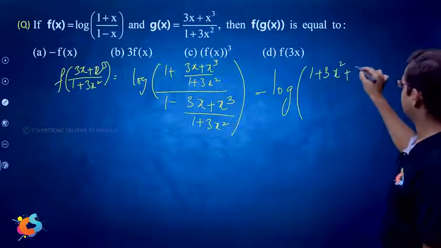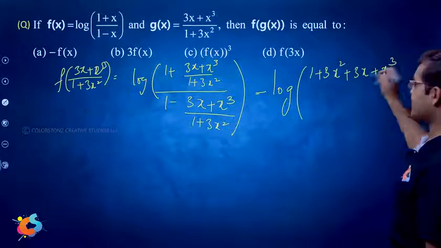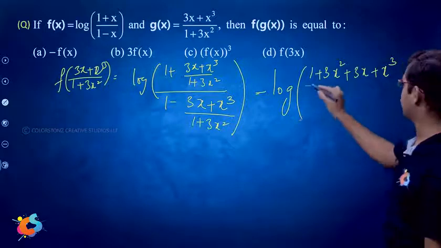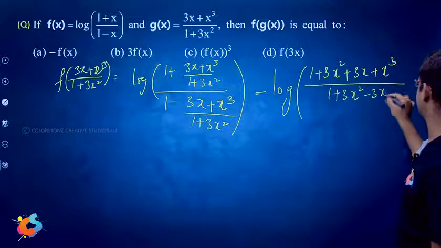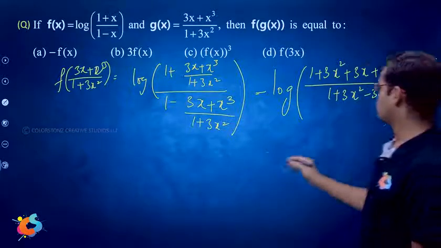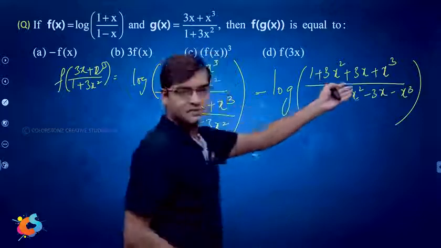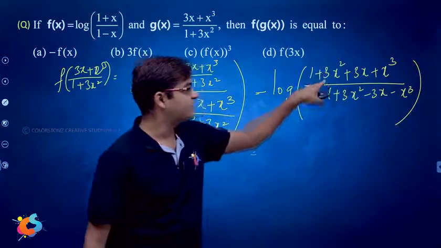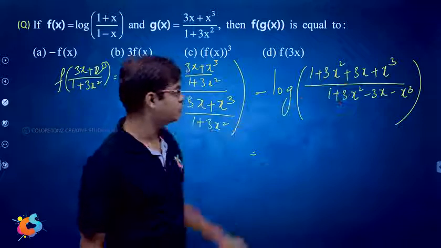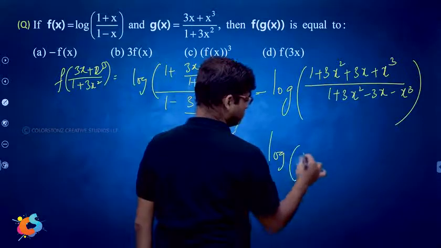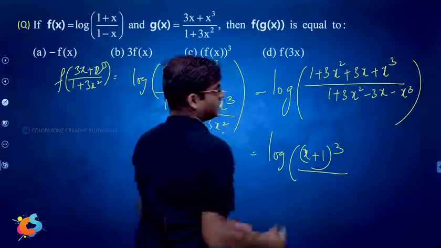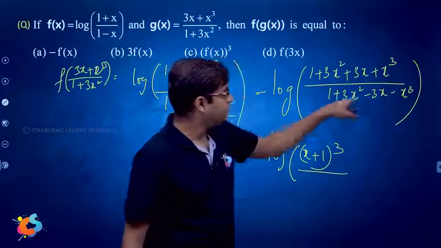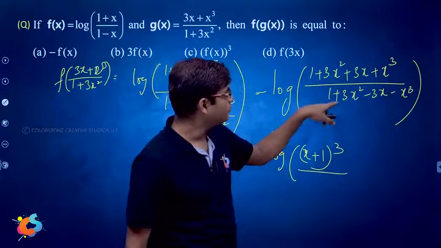Okay, let me write it. 3x plus x cube divided by 1 plus 3x square, that will get cancelled. 1 plus 3x square minus 3x minus x cube. So this is straight away looking like a plus b whole cube formula: a cube plus 3a square b plus 3ab square plus b cube. So therefore, this will be log of (x plus 1) whole cube. Okay, next, here also, this is playing the role of a cube plus 3a square b.